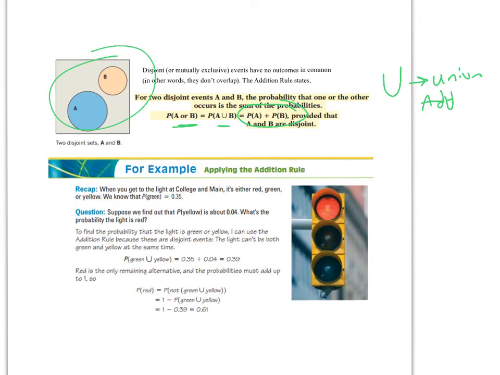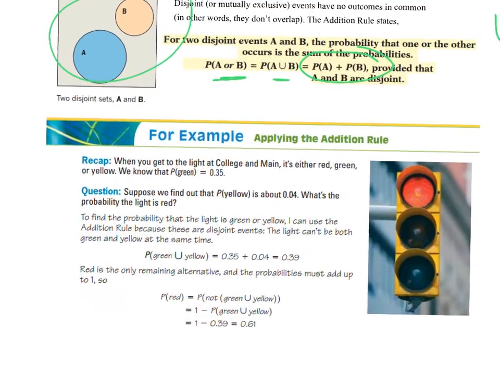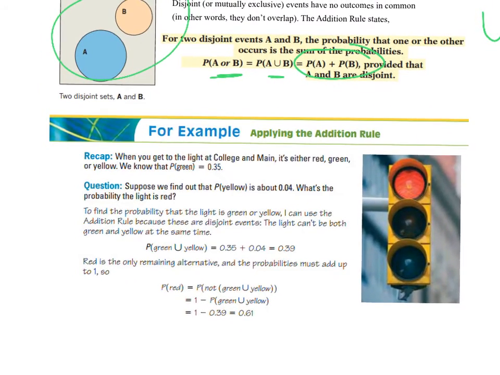They gave you an example of the addition rule down below. They said, when you get the light, it's either red, green, or yellow. We know the probability of green is 35%. Suppose we find out the probability of yellow is 0.04, or 4%. What's the probability the light is green? Or sorry, light is red. I can't read today. Find the probability that the light is green or yellow. You can't have both happen, which is why it's not an AND scenario. So you literally just add the probabilities together. You might see that below.